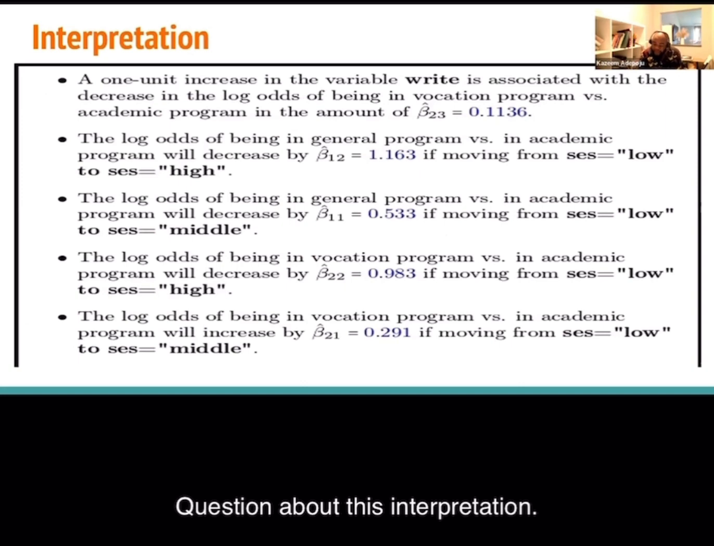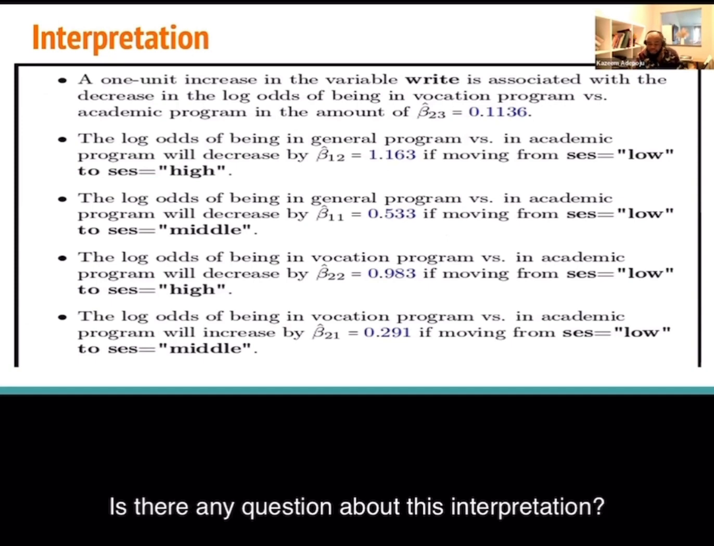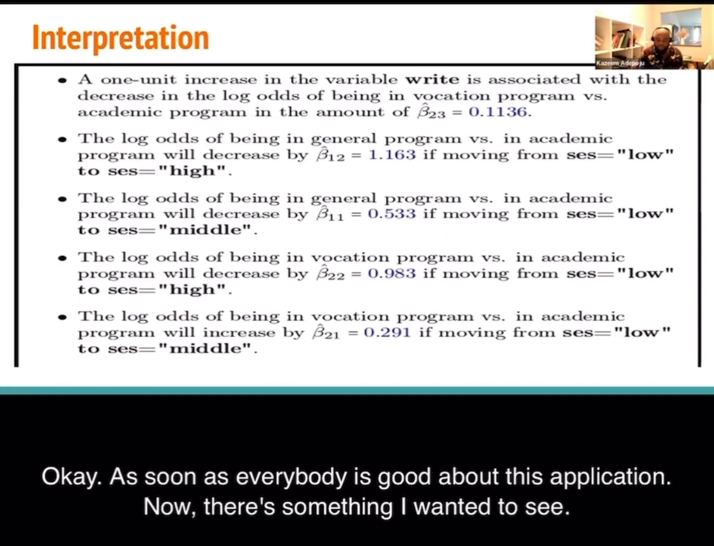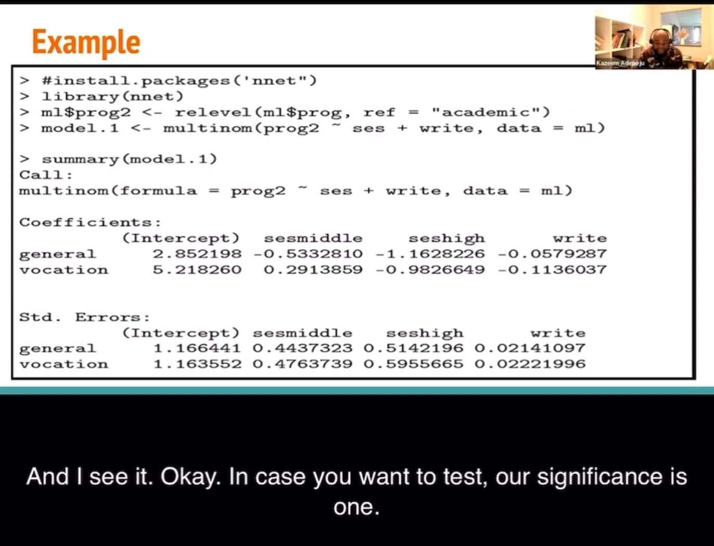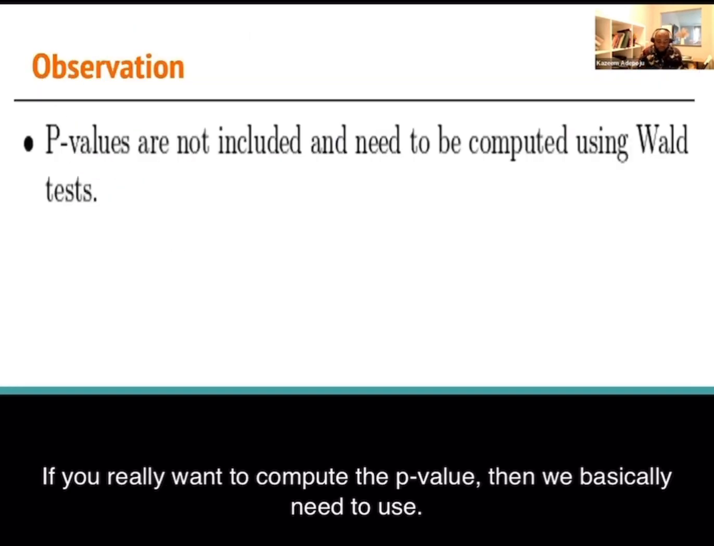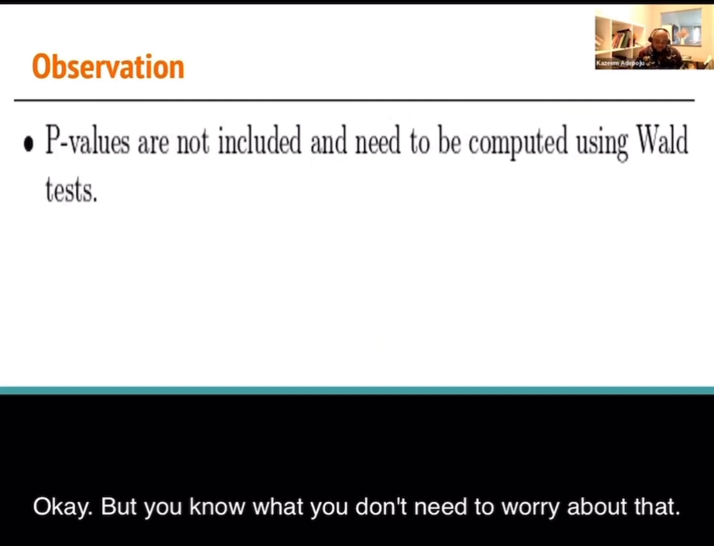Is there any question about this interpretation? Okay, which means everybody is good about interpretation. Now, there's something I wanted to say. It doesn't come with a p-value. The multinomial logistic doesn't come with a p-value, as you can see right here. In case you want to test significance, but that's not what we're interested in. If you really want to compute the p-value, then we basically need to use a Wald test. Okay, but you know what? You don't need to worry about that.